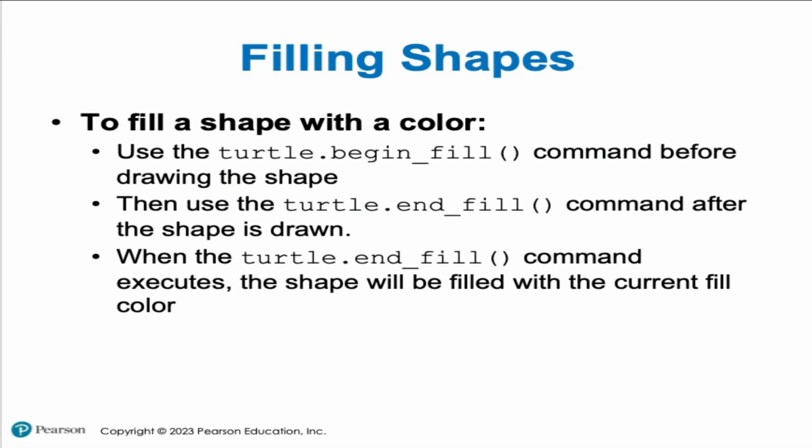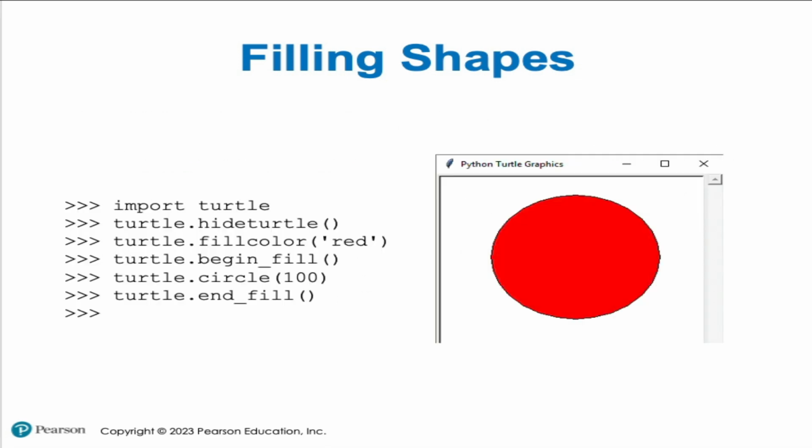Sometimes you might want to fill shapes with colors. The way you do that is you issue the begin fill command before you start drawing and specify the color. You do whatever drawing you want, and then you do end underscore fill to stop filling shapes.